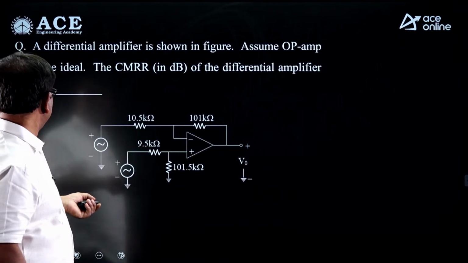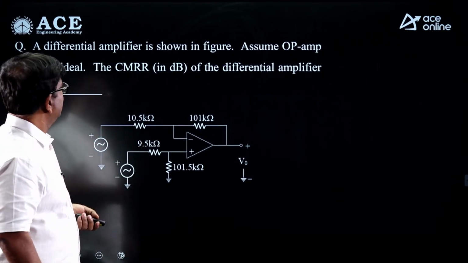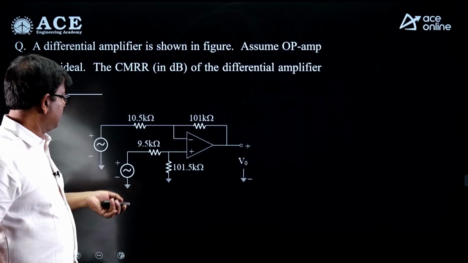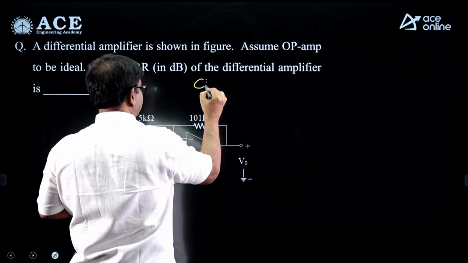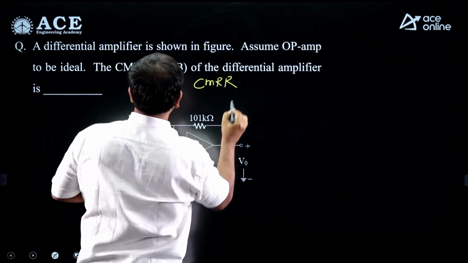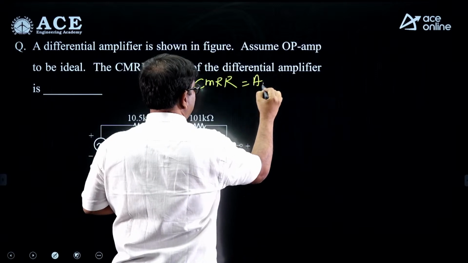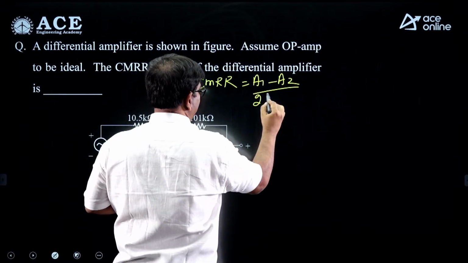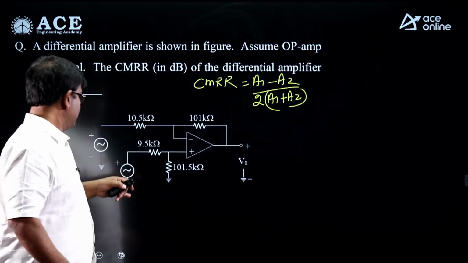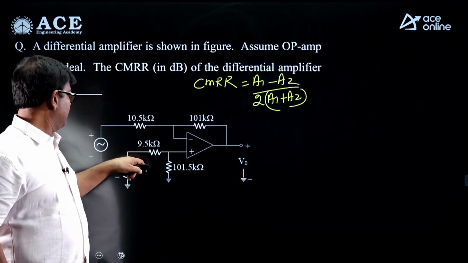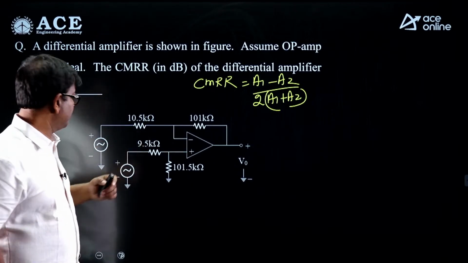There are 3 questions, I think. A differential amplifier is shown in the figure. Assume op amp to be ideal. You're asked to find the CMRR. So what is CMRR directly? CMRR, is it in dB? Yeah, it's in dB, but CMRR is (A1 minus A2) by 2 times (A1 plus A2). So what is A1 by superposition? It is V0 by V1 when V2 is 0, and A2 is V0 by V2 when V1 is 0, right?